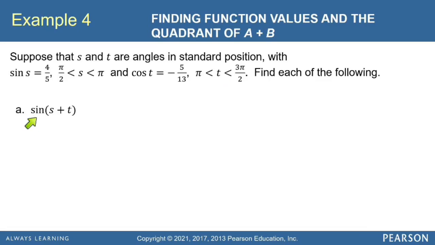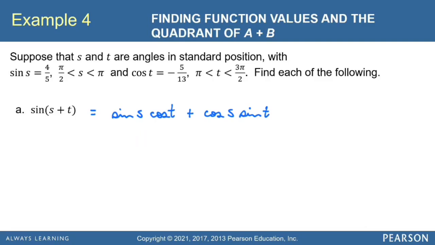In part A, we're asked to find the sine of S plus T. Now we know that we can do that using our sine of A plus B identity, so let's go ahead and copy that down, but we'll use S and T in place of A and B. So the sine of S plus T will be the sine of S times the cosine of T plus the cosine of S times the sine of T. And all I did here was copy down the sine of A plus B identity, substituting S and T in place of A and B.